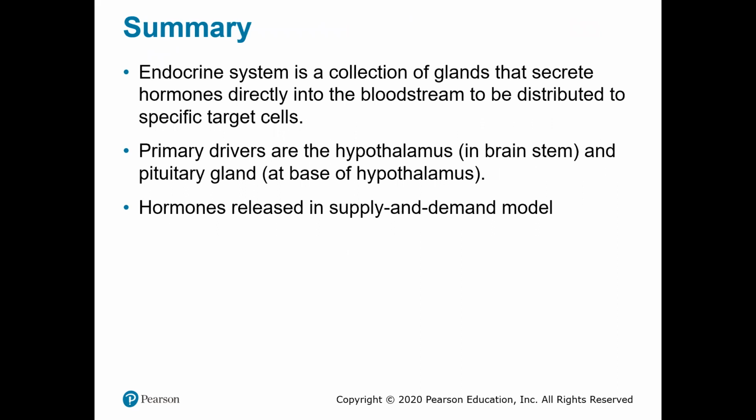So, summarizing chapter 32 on textbook page 559, our endocrine system is a collection of glands that secrete hormones directly into the bloodstream to be distributed to specific target cells. The primary drivers are the hypothalamus and the brainstem and the pituitary gland at the base of the hypothalamus. Hormones are going to be released in a supply and demand model.